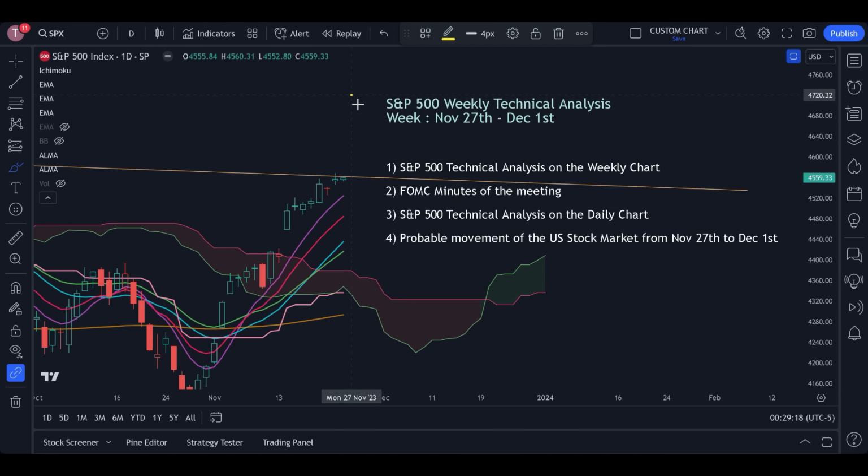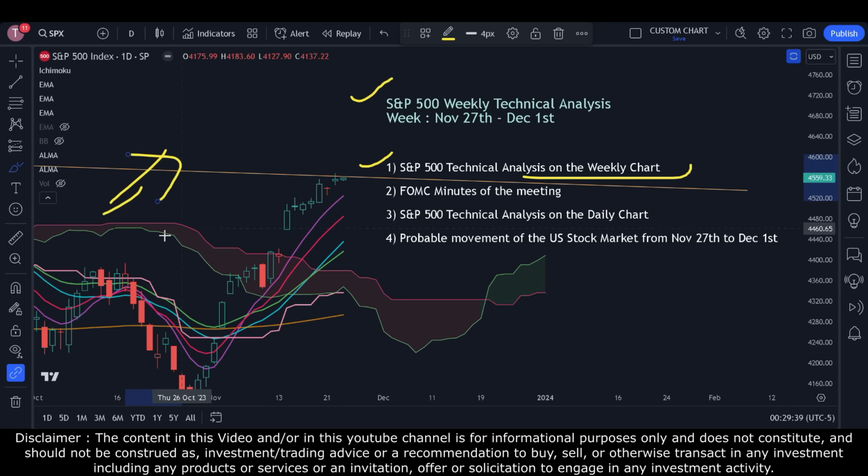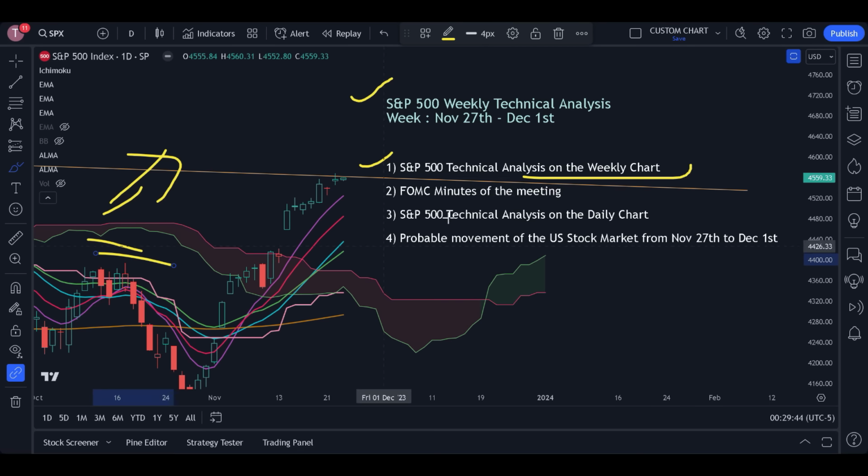Now guys, I'm going to discuss the agenda of this S&P 500 weekly technical analysis. The first point of the agenda is the S&P 500 technical analysis on the weekly chart. On the weekly chart, all of the technical indicators are bullish. If you remember, last week the MACD was bearish, but this week the MACD is bullish. This means that all of the technical indicators are bullish. I will discuss all of these things on the weekly chart, and once again, the weekly chart is the big picture.